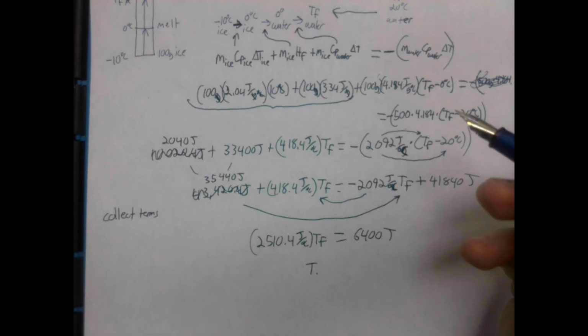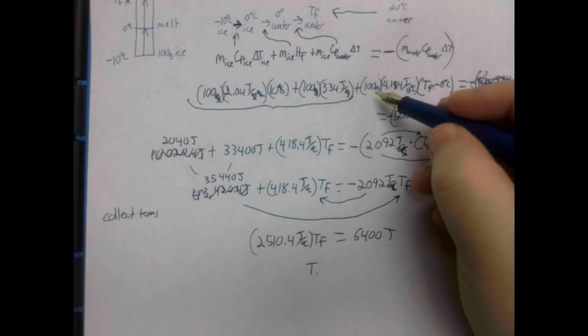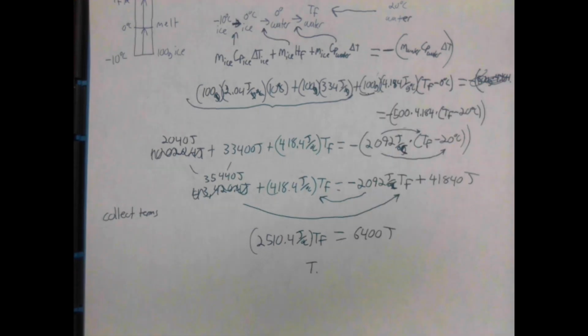So the mistake I made, Kobe, if you're watching this, is I forgot to multiply 100 by this number. I think. No, that's not the mistake. That does equal this. Alright. The correct answer should be 15 degrees. Where's the mistake I made?